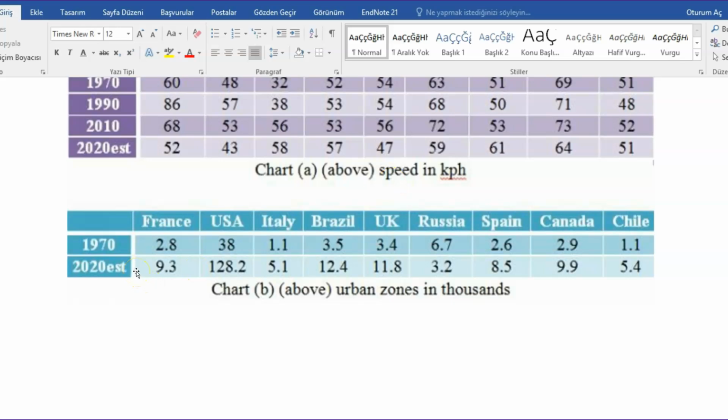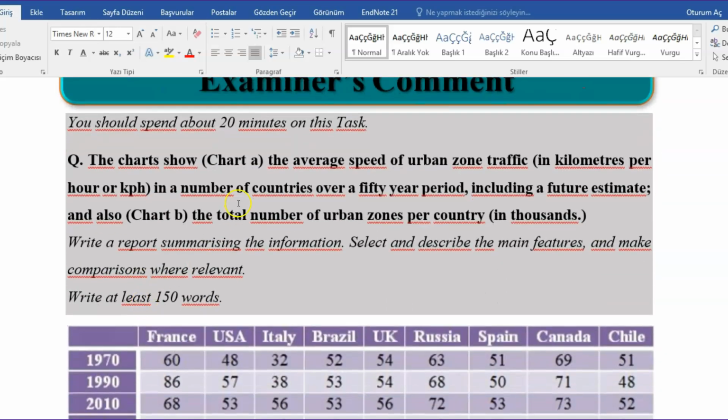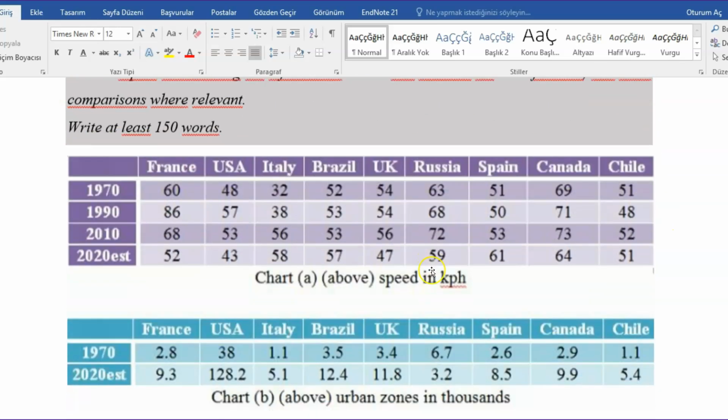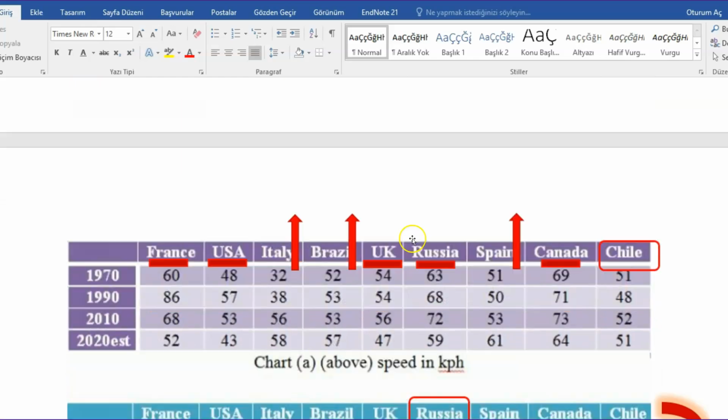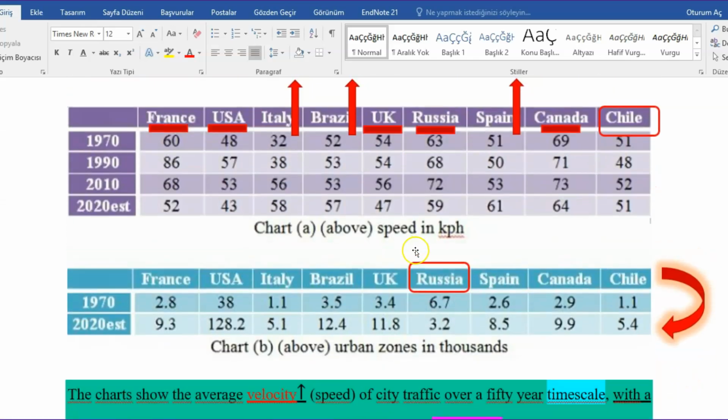And in the other chart, we see the urban zones, right? Again, for different countries and different time, right? The total number per country. Let's take a look and know what the exceptions are, what the trends are.